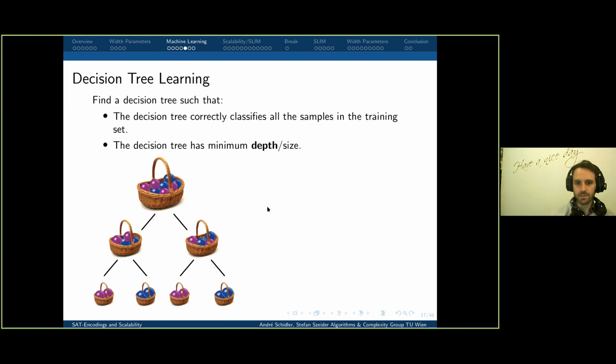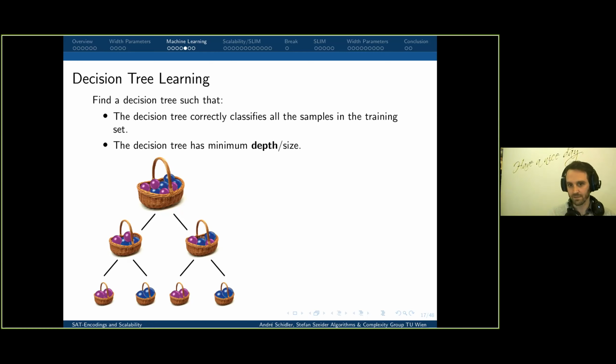And so the decision tree learning problem we're trying to solve is the following. We want to find the decision tree that correctly classifies all the samples in the training set. And this is actually quite easy to do. So this is what this illustration is. If you start with all your data, and then you fix some feature, and then you put all the samples where the feature is true to the left, and all the samples where the feature is false to the right. And then you continue this until you have all these baskets with only one color. You have a decision tree, and you can do this in seconds for large instances.